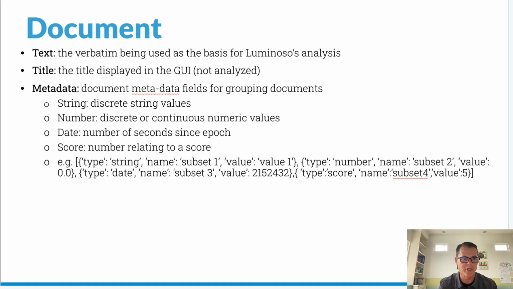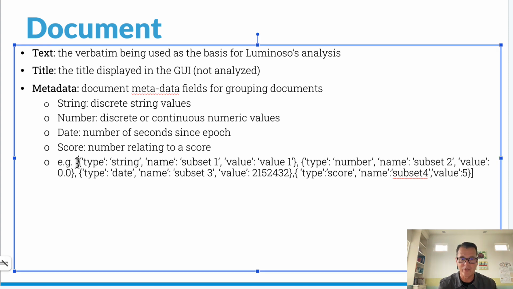So the idea of a document is that it has basically three values: the text, the title, and the metadata. The text is what we use to process. The title is just for displaying in the user interface. We don't do any analysis on this. And then the metadata. Metadata values can have strings, numbers, dates, scores, and this is what they would look like. Each metadata field has a type. It has the name of the metadata field and the value for this specific document. Same thing with number. It has a name, it has a value, and a date, and a score. So those are our different types of metadata.